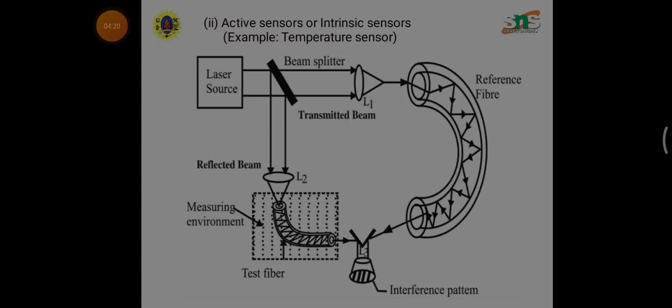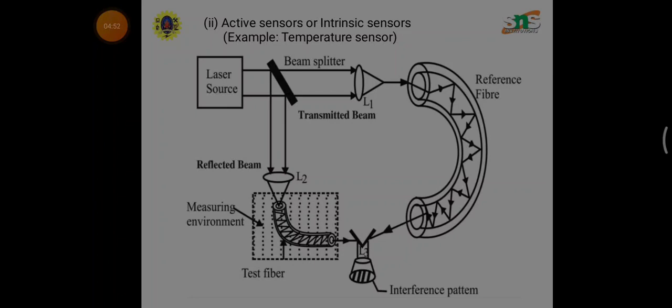The beam splitter, kept inclined at 45 degrees, divides the beam emerging from the laser source into two beams. The main beam and the split beam are exactly at right angles to each other. The main beam passes through lens L1 and is focused onto the reference fiber, which is isolated from the environment to be sensed. The beam after passing through the reference fiber falls on lens L2.